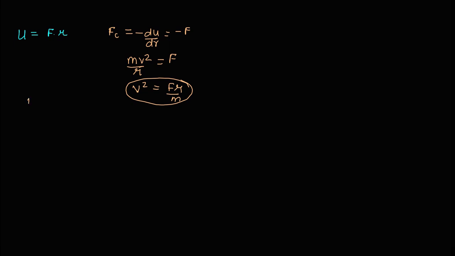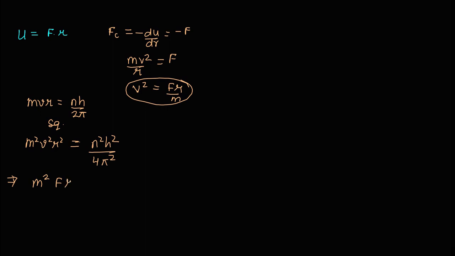Now since it is saying that it is following the Bohr model, I can say that angular momentum is quantized, or mvr is equal to nh upon 2π. If I square this expression, we obtain m²v²r² is equal to n²h² upon 4π². From here if we put the value of v², we attain m²·F·r³ upon m is equal to n²h² upon 4π².